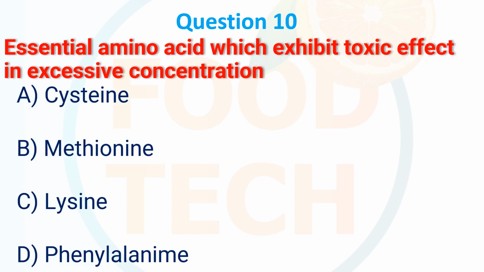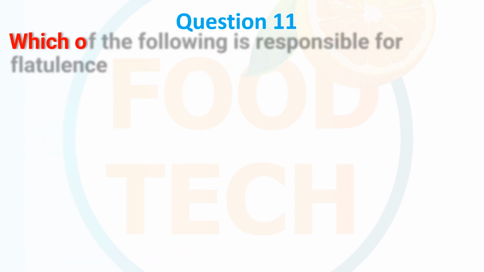Essential amino acid which exhibits a toxic effect in excessive concentration. A. Cysteine. B. Thymine. C. Lysine. D. Phenylalanine. The answer is B. Methionine.